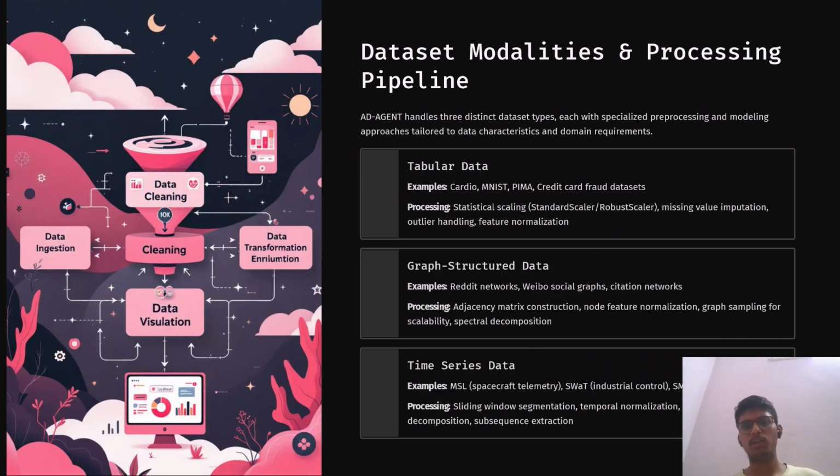And in the dataset modalities and processing pipeline, we have three different types of data. First one is tabular data, second one is graph structured data, and the third is time series data. In tabular data, examples are Cardio, MNIST, PIMA, and credit card fraud datasets. In the graph structured data, we have Reddit networks, Weibo social graphs, citation networks, and then for time series, MSL. So these are the different types of data we use in the AD agent.